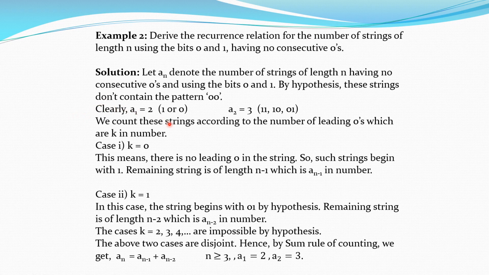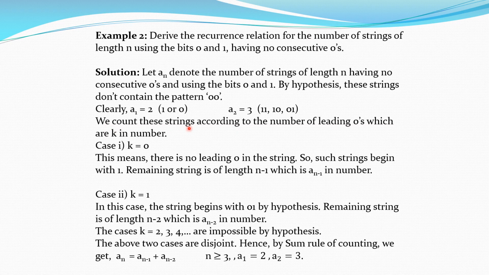2. So a1 is equal to 2. Now same way we calculate a2. a2 is the number of strings of length 2 having no consecutive zeros. So we have to fill two places using 0 and 1 but having no consecutive zeros. So in how many ways can we do that? See, the ways are 1 1, 1 0, 0 1. We can't take 0 0 as consecutive zeros are not allowed. So there are three ways of forming a string of length 2 using 0, 1 having no consecutive zeros. So a2 is equal to 3.